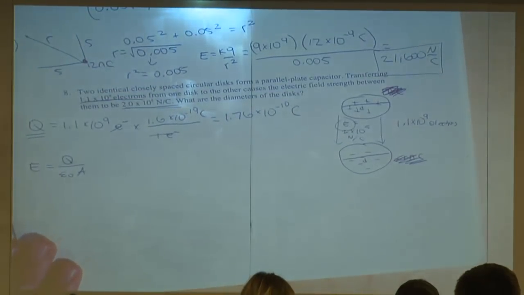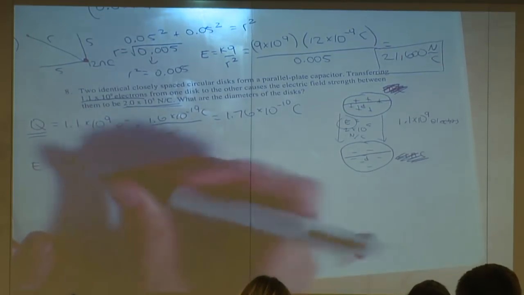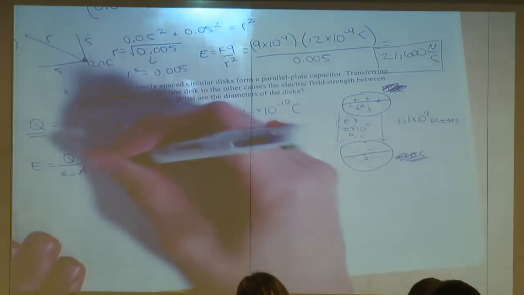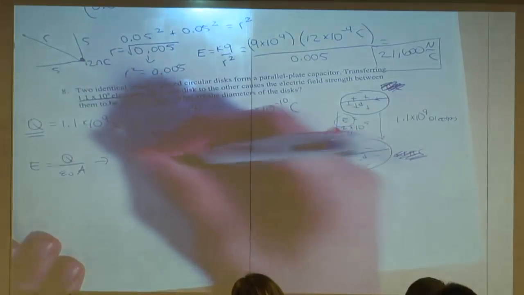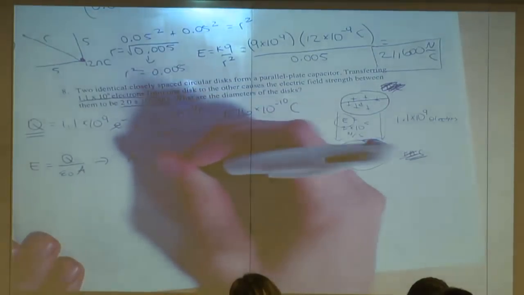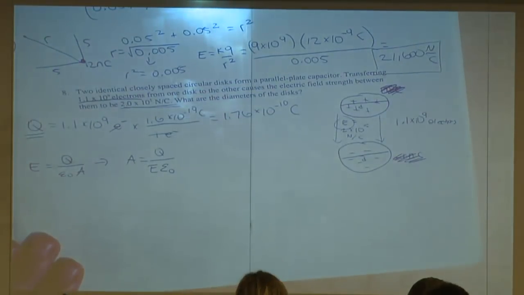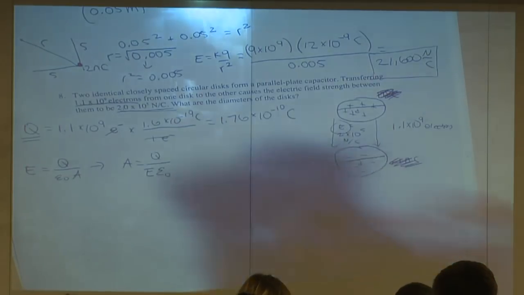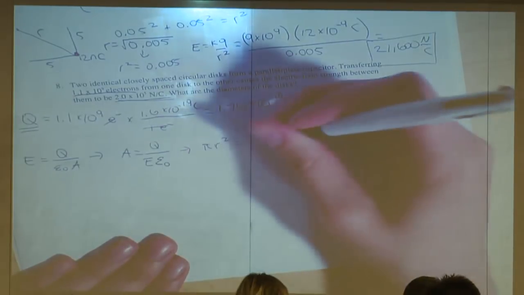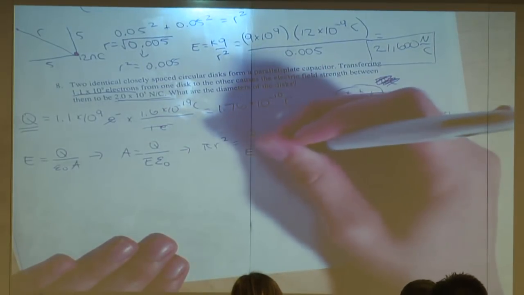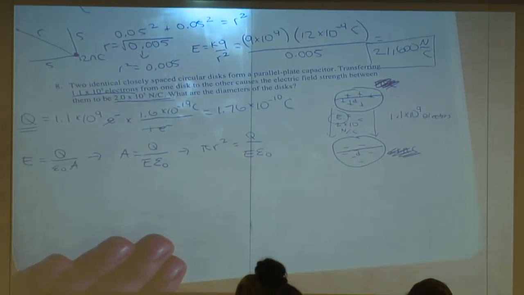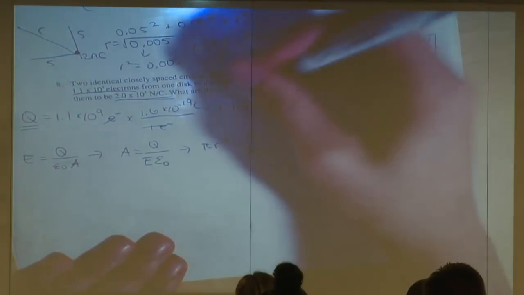The way that I would solve this, I would rearrange this and write it in terms of A. So A, if you rearrange this, equals Q over E, the electric field, times epsilon naught, which is the constant. So don't get those confused either. And we know that A equals pi r squared. So I'll rewrite it again: pi r squared equals Q over E times epsilon naught. Now we can solve this for R. And once we find R, we can multiply that by 2 to find the diameter, because we want to know the diameter.